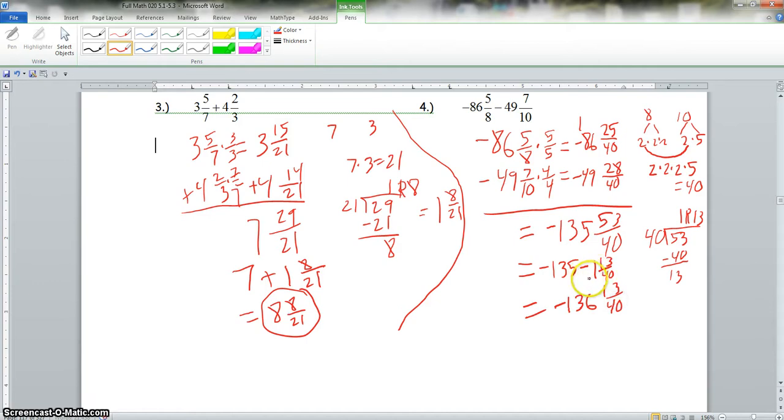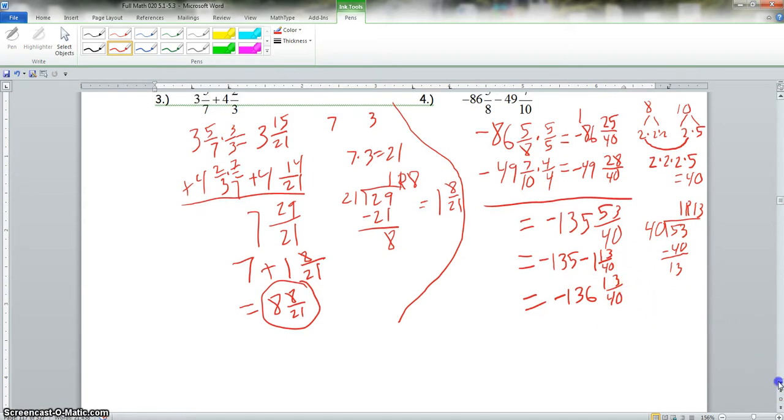Now remember, what you could do to remember this is this here. Whatever this integer is, you will add it on to this number here, and the fraction will remain the same. So since our integer here was 1, we'll put it together with the 135. That will give us the negative 136, and our fraction 13 over 40 stays the same. Okay, now we need to scroll down.